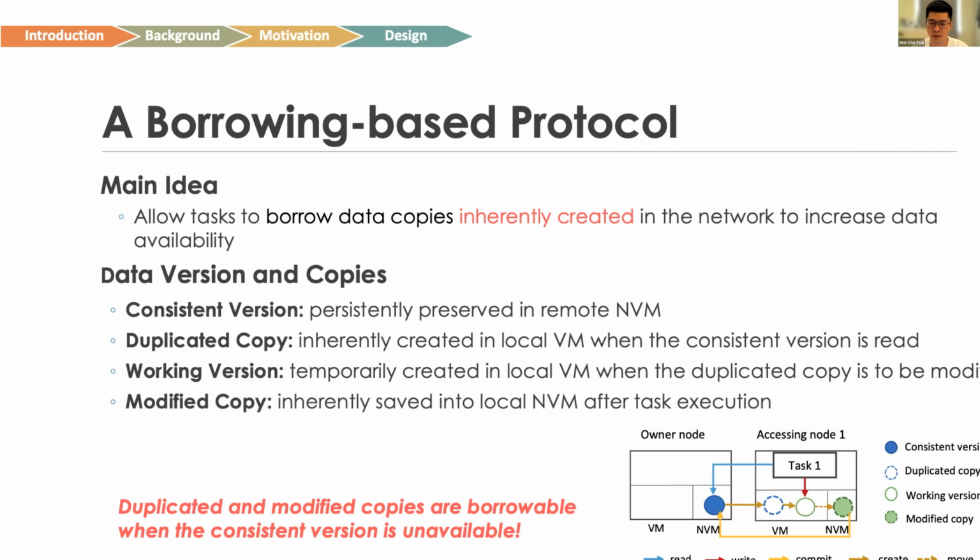When a task reads the data object from the remote, a duplicated copy is inherently created in the local VM for the consistent version of the data. Upon modification of the data, a working version in local VM is then created from the duplicated copy. And after a task is finished, its working version is inherently saved into local NVM as the modified copy. We allow the tasks to borrow the duplicated copies and the modified copies when the consistent versions of the desired data objects are unavailable, so that the task can still proceed.